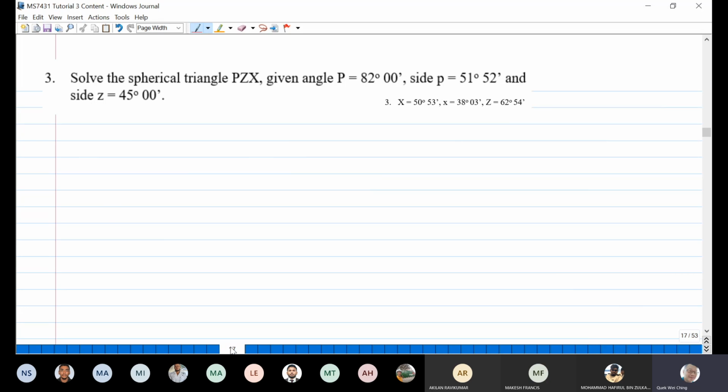P is 82 degree and side P is 51 and Z is 45. So let's try to draw the triangle first. Let's see here. So draw triangle first. There's a P, and then there's a Z, there's a X here. Okay. So P is 82 degree.